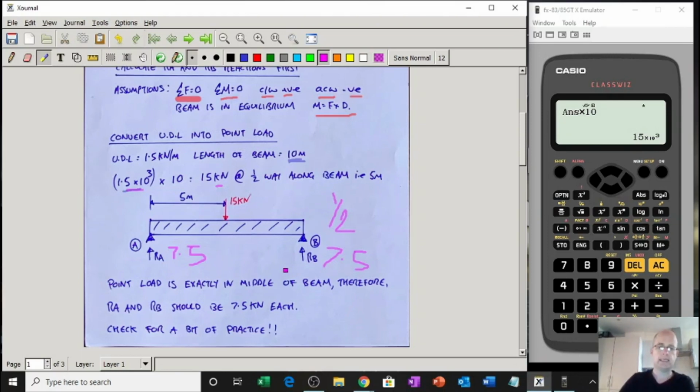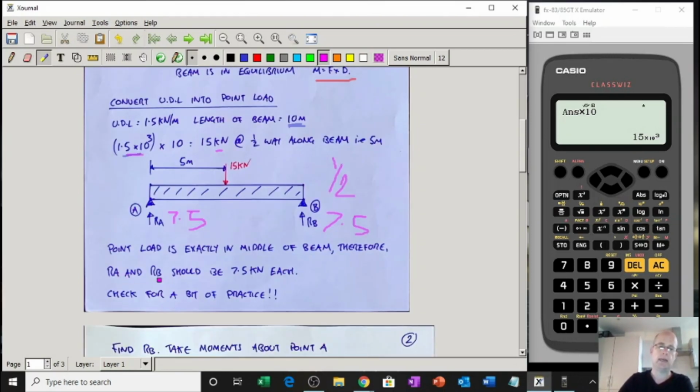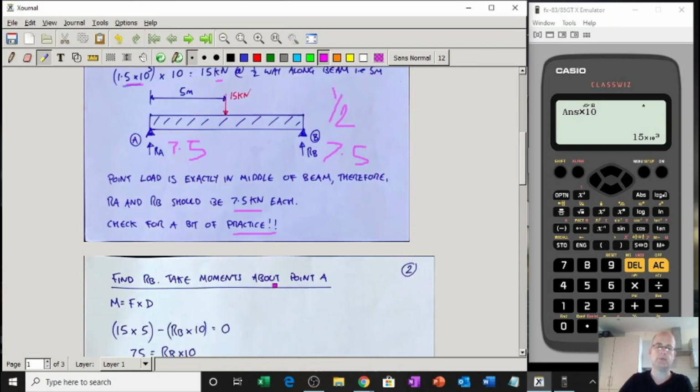So the point load is exactly in the middle of the beam, therefore RA and RB should be 7.5 kilonewtons each. But we'll check for a bit of practice, because practice makes perfect.